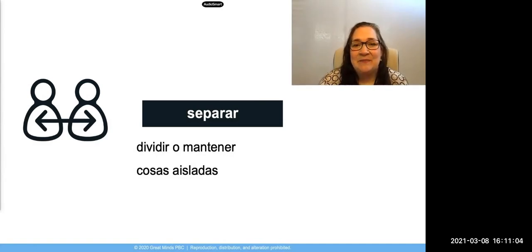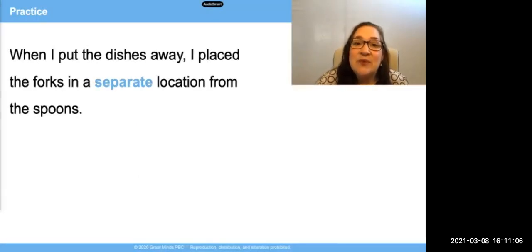Fantastic. Let's practice reading the word separate in a sentence. You can follow along as I read, or you can read with me. When I put the dishes away, I placed the forks in a separate location from the spoons. Now, you practice reading this sentence on your own.